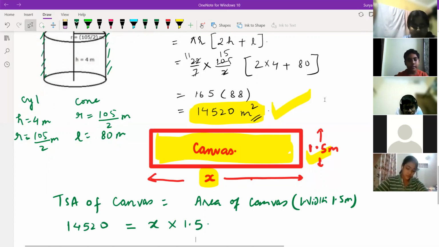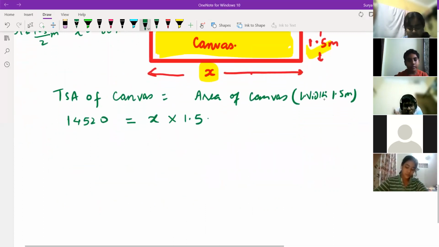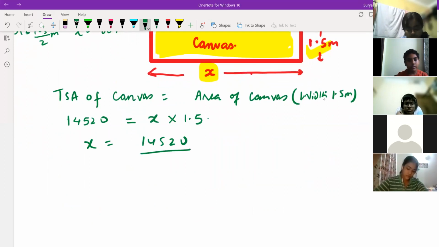Yes, sir. So x is equal to 14520 divided by 1.5. If you remove this point, you'll get one more zero over here. Now cancel this. 15 nines are 135, carry 10. 15 sixes are 90. 9680. This many meters is coming.